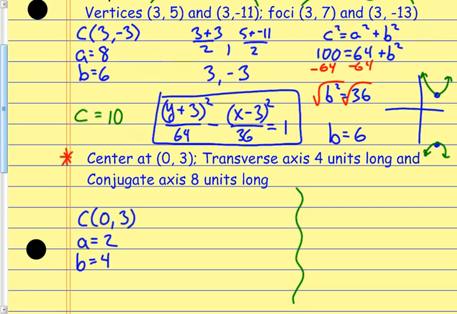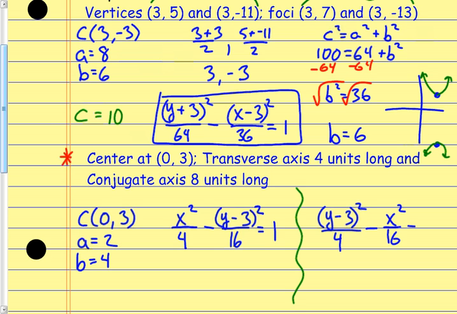So that's x minus h, which is just x squared, over a squared, which is 4, minus the y minus k squared over the b squared, which is 16, equals 1. And then, of course, my vertical version, I would just do the y minus k squared first over a squared, which is still the 4, minus the x minus h squared over the b squared, which is 16, equals 1. And so I get two separate equations that each meet this criteria.